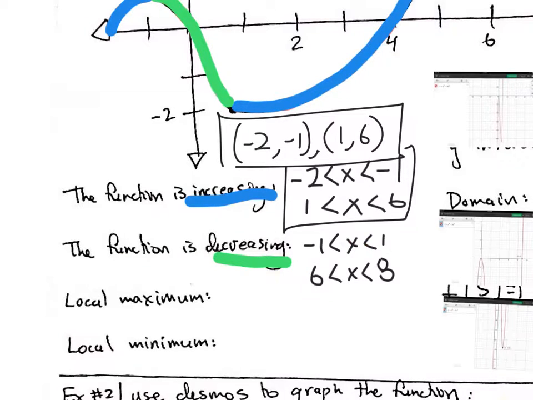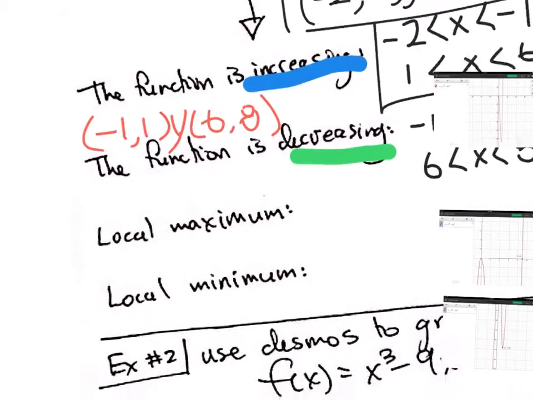And so similarly for where it is decreasing, I'm going to use a different color, we could say from -1 to 1, and again those are x values. I know it's kind of weird because it looks like the coordinates of a point. And then we can say from 6 to 8. Okay, interval notation. Sometimes you'll see a U in between these for union, meaning and.